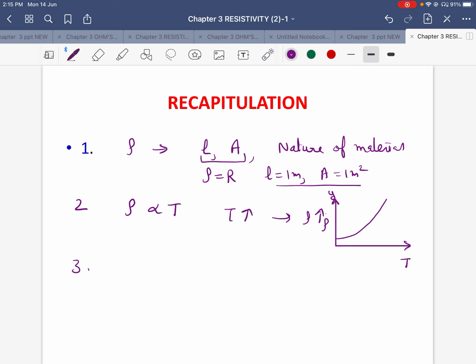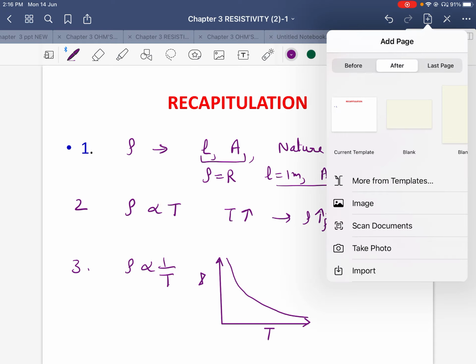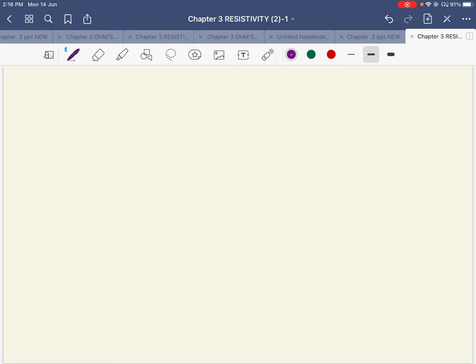Third point, resistivity of semiconductors is inversely proportional to temperature. So if we plot the graph of resistivity versus temperature for semiconductors and insulators, then the graph will be decreasing, like this. Exponentially it will decrease.